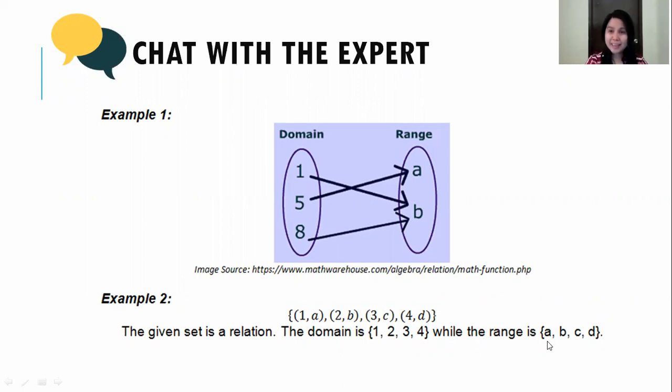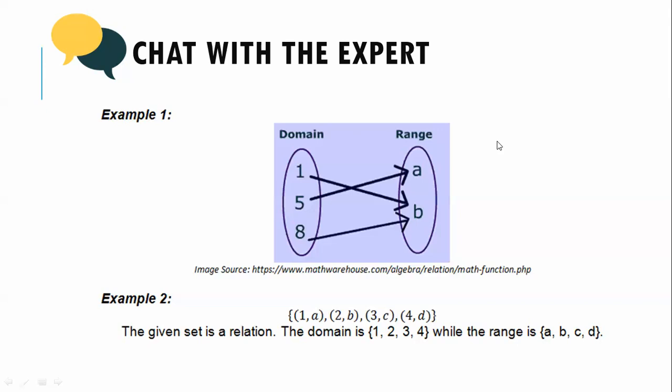Another way to write a function is through mapping, like this one. We map 1 to B. It means we pair, or we map 5 to A, or we map 8 to B. Or another way to write it is through a table of values. We have the X and the Y. So this is a relation. It's a set of ordered pairs.